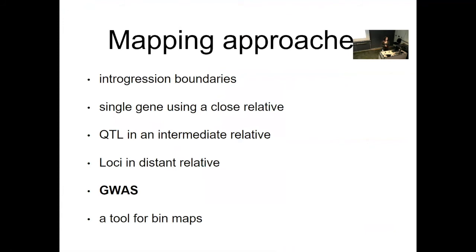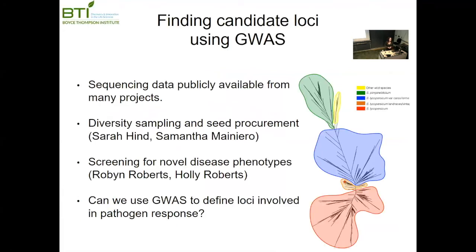All right, so the last mapping approach, this is a work in progress as well. And again, a collaboration with Greg Martin's lab, is to see how we can use GWAS in tomato to look at novel disease phenotypes. So for this, there is a lot of data that's publicly available for various tomato lines and also wild species and pimpinellifolium. So we've taken advantage of this.